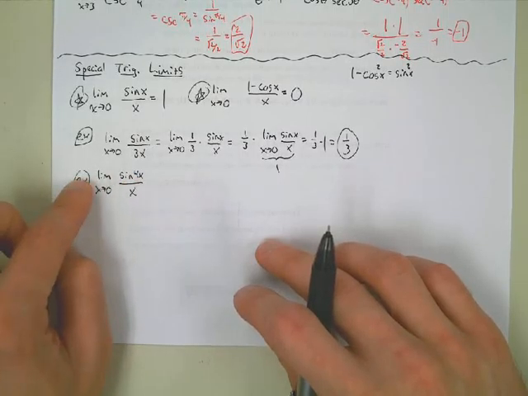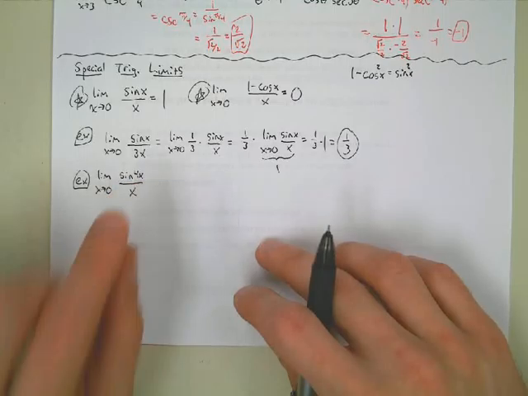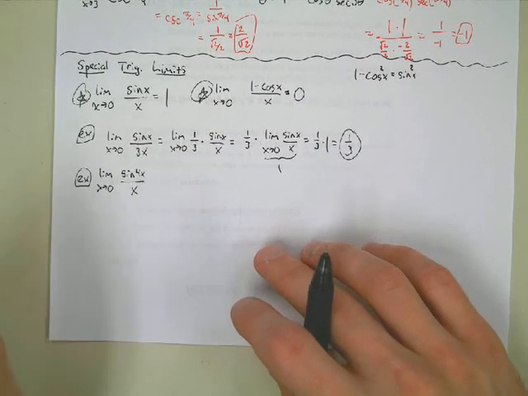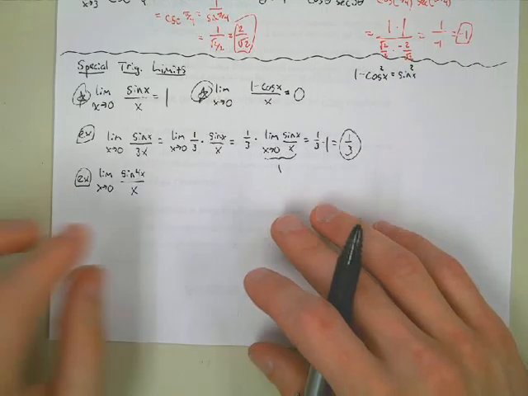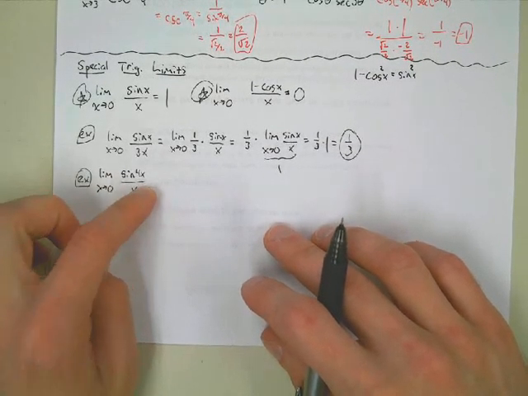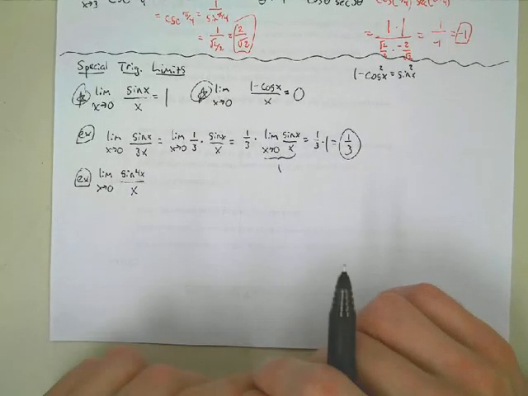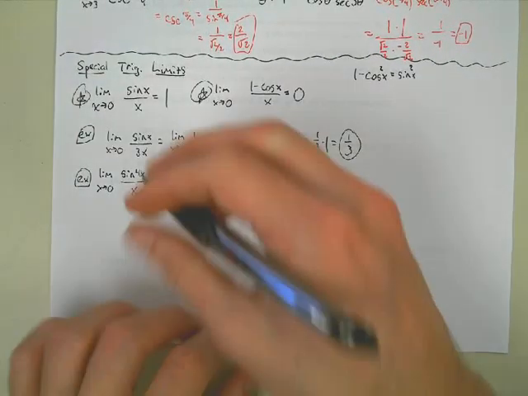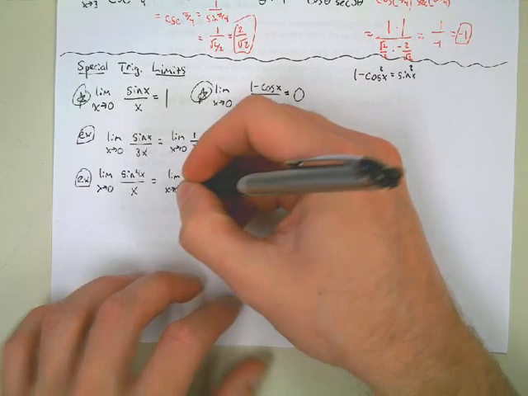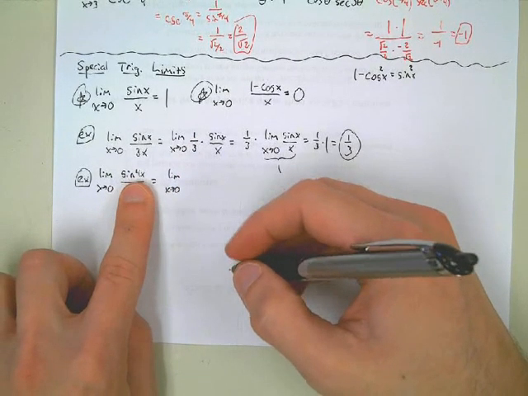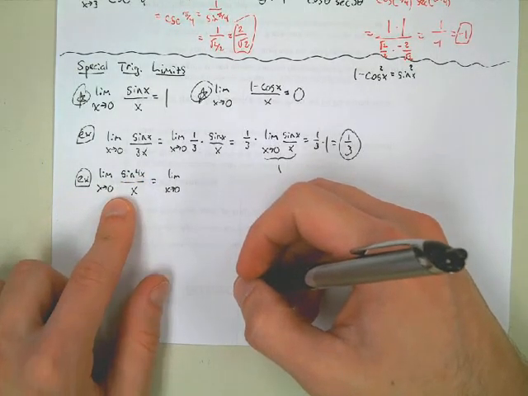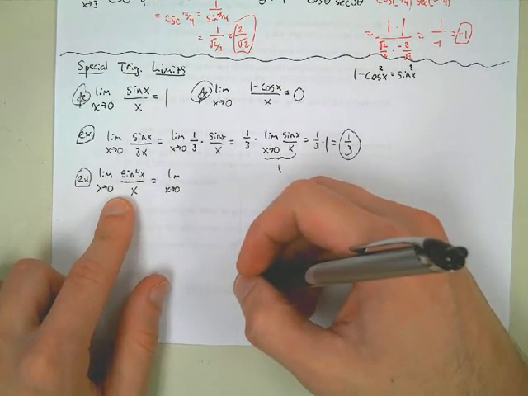What's the difference here with this 4? Where is it? It's inside of the sine. We can't just pull that 4 out. It's not sine times 4x. It's sine of 4x. That 4 is inside the sine, and we can't just easily pull a 4 out. So how do we fix this? Well, if we can match that 4 that's inside the sine and get a 4 on the bottom, then we'll be able to use our special trig limit.